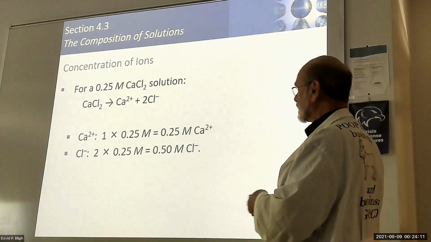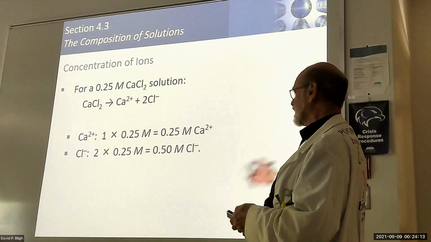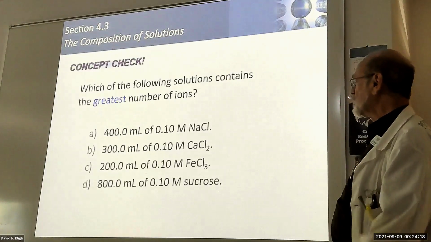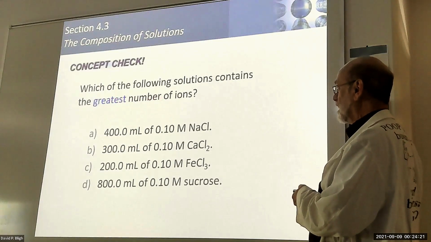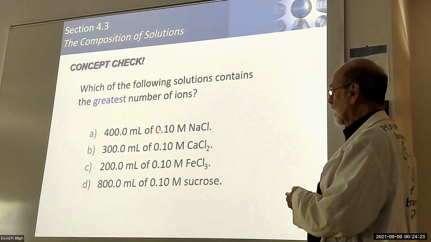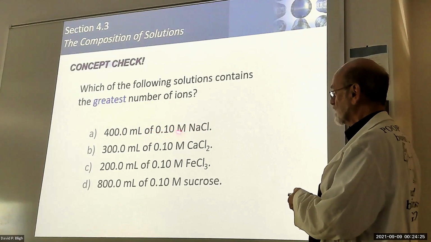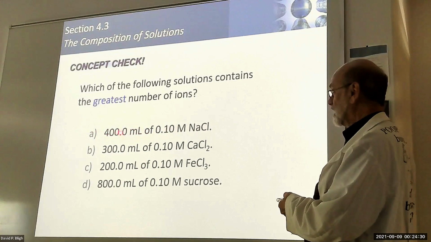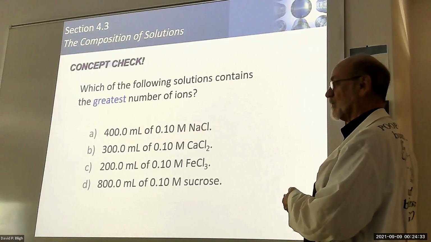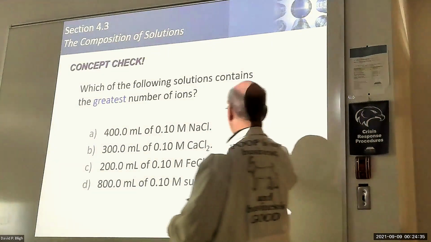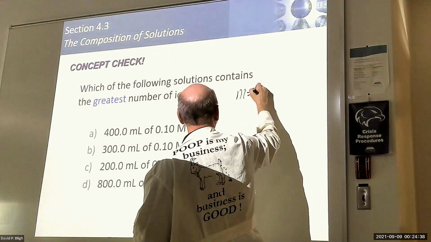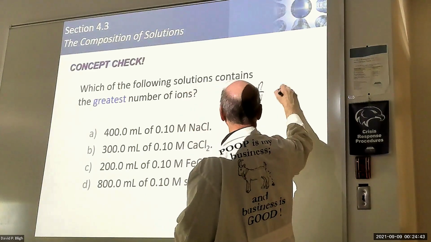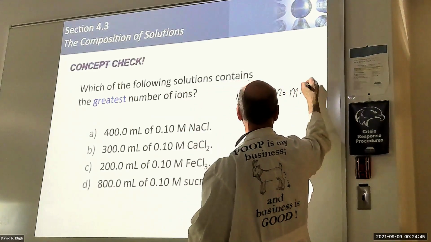I'm not going to spend time on this because it's the same discussion as we did for potassium phosphate. Which one contains the greatest number of ions? Well, what you have to do is say, if you have this molar concentration and that volume, you can calculate the number of moles of that. Remember? Molarity equals moles per volume. Well, we want to know moles. So solve for moles. n equals M times V.